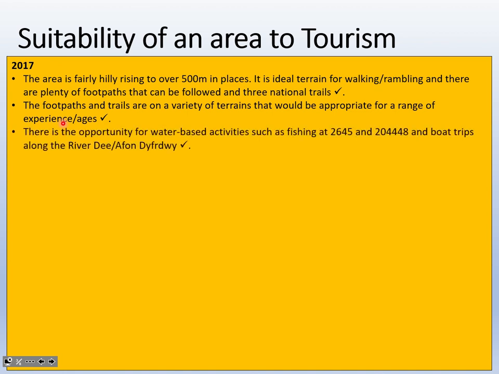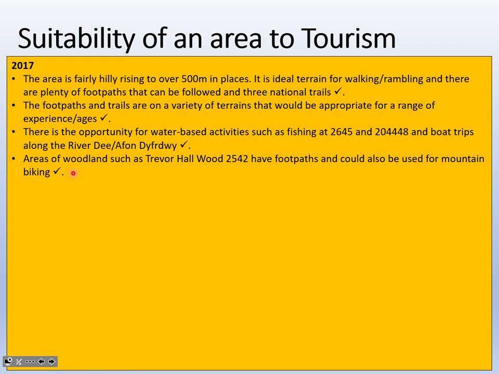Not only have we got footpaths though, I've got other opportunities too. So remember, I talked about named areas in the landscape. Well, we've got the River Dee, and there's other water-based activities in the area where I can grid reference specific activities. I can suggest boat trips would be a possibility on a named landscape feature.